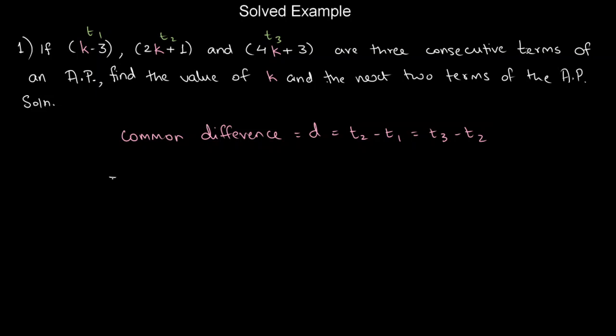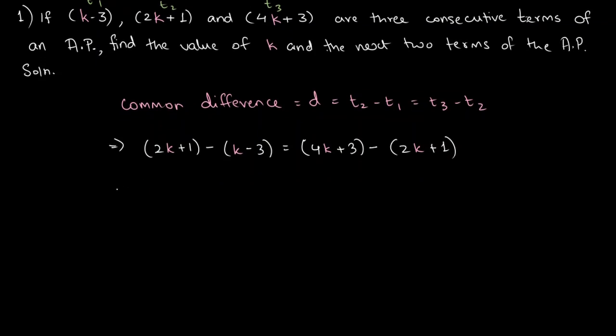This would imply that the difference between the first two terms, so 2 times k plus 1 minus term 1, which is k minus 3, should be equal to the difference between the third and the second, so 4k plus 3 minus 2k plus 1. Here I've got an equation with only one variable k. If I solve that, I should get the value of k. So let's do just that.